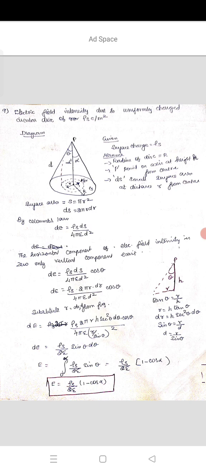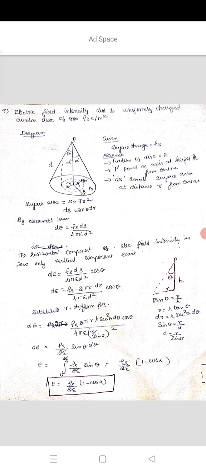ds is the small elemental surface area which is at a distance small r. The total surface area for a circle is given by pi r squared, and ds is written as 2 pi r dr. By Coulomb's law, we can write the electric field intensity as q by 4 pi epsilon r squared. Here q is nothing but surface charge density into area, that is rho s into ds, and 4 pi epsilon d squared. From the figure you have to substitute the values for d squared and ds. From ds you have to write the value of r dr.